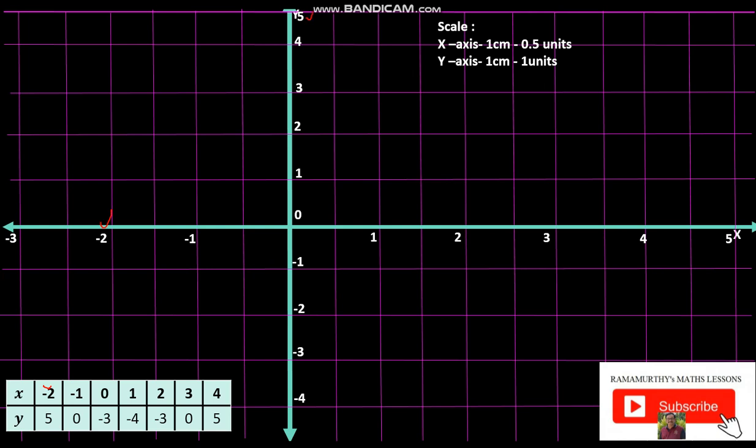These two meet at this point, so this point represents negative 2 and 5. The second point is negative 1 and 0. On x it is negative 1 and the value of y equals 0. So this is negative 1, 0. The third one is x equals 0 and y equals negative 3. So this is 0, negative 3.